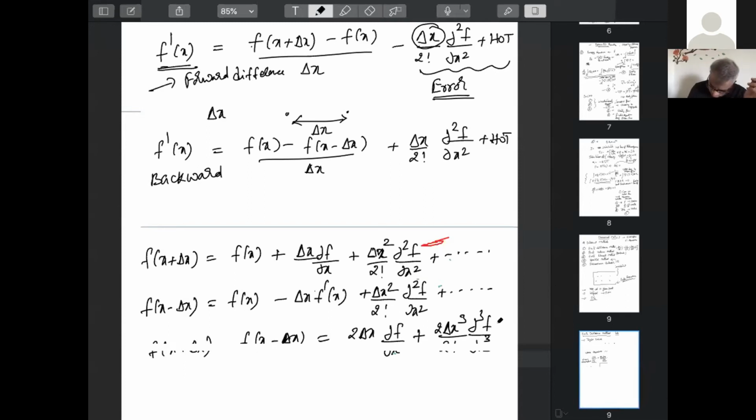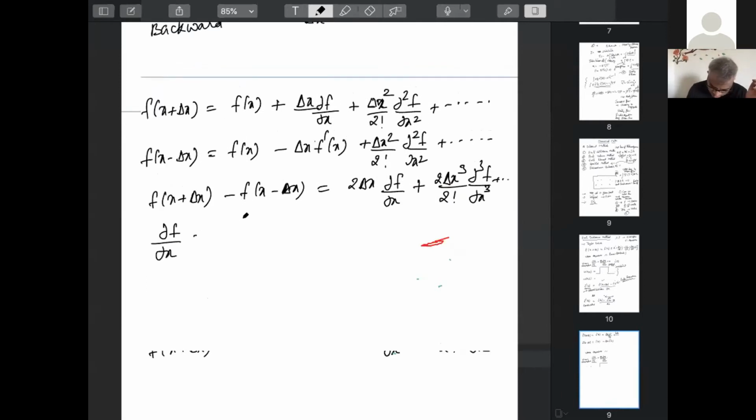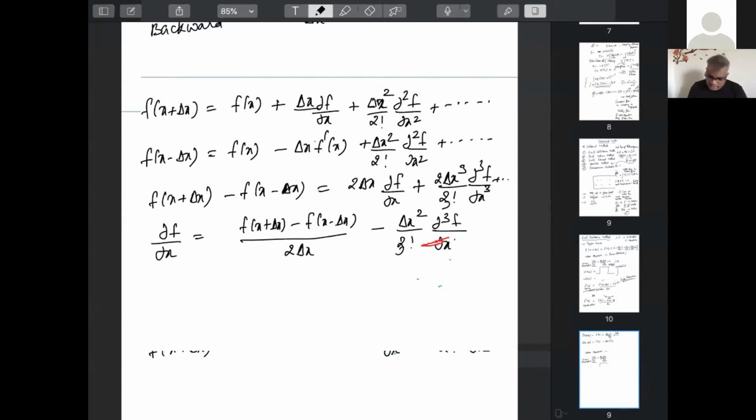And further higher order terms. So my ∂f/∂x, if I take my approximation here, I get [f(x+Δx) − f(x−Δx)] / 2Δx − (Δx²/3!)·∂³f/∂x³. That means by taking the central difference, I'm getting an error which is proportional to Δx². So my error is getting reduced.